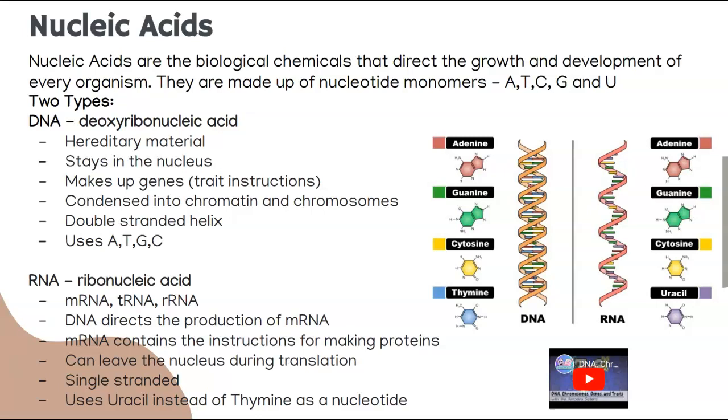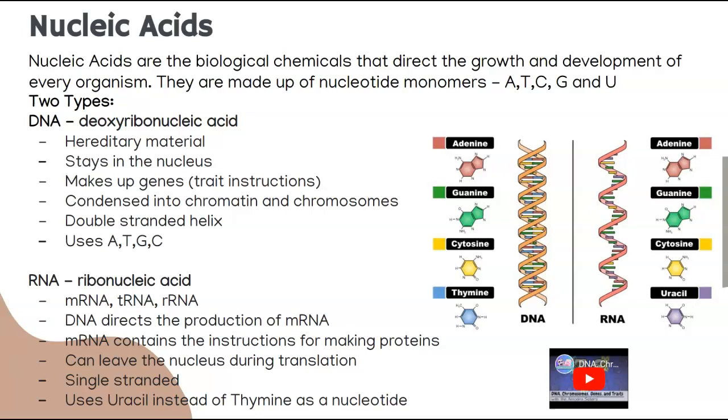DNA is deoxyribonucleic acid, and that's what's inside our cells. It does a lot of things. It's for heredity, meaning it's what we pass on to children. It's inside your nucleus. It makes up your genes, which are the things that make you you, so your hair color and your eye color, for example. It's condensed down into chromatin and chromosomes, which we'll learn in our vocab, and it's double-stranded. And like I said, it uses the bases A, T, C, and G.